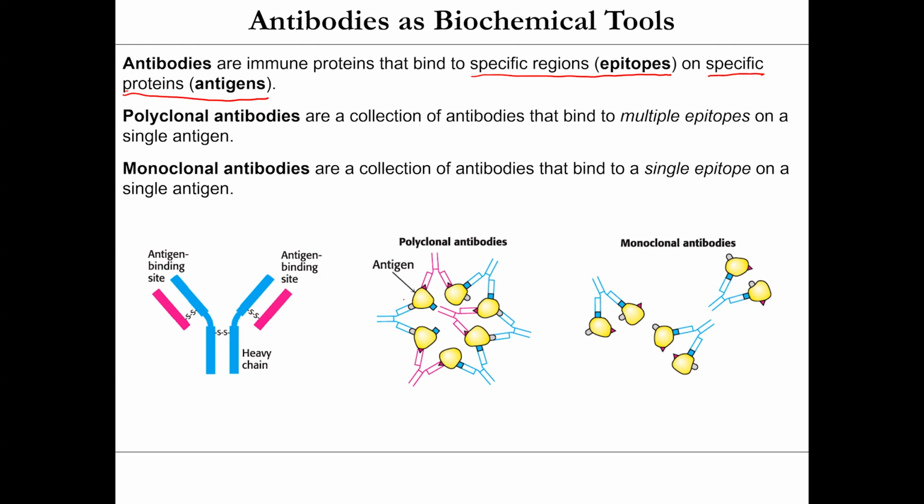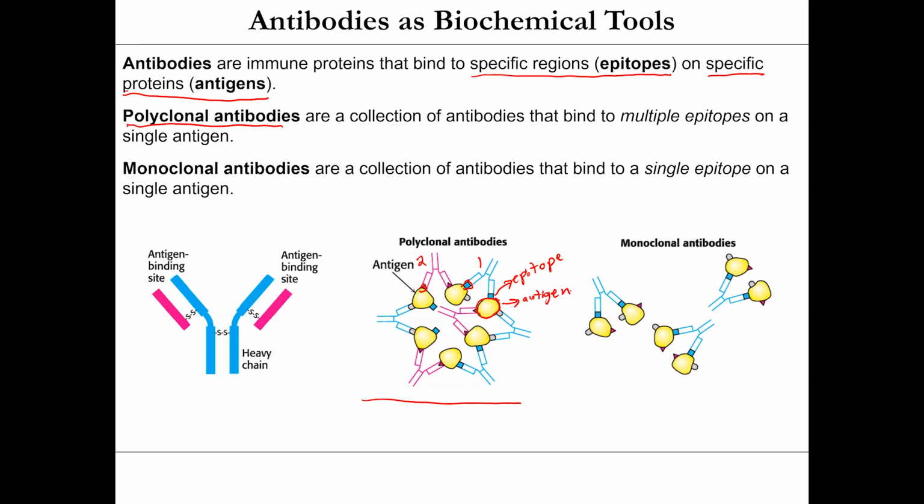There's two different types of antibodies that we would use in the lab. One are called polyclonal antibodies. These are a collection of different antibodies that bind to multiple epitopes on a single antigen. Let's say there was a protein that you're interested in. Well, these antibodies aren't going to bind to the whole protein. They're going to bind to specific motifs or regions on that protein. And those specific small regions are called epitopes. So if you have polyclonal antibodies, you have a bunch of different antibodies that are going to bind all to the same antigen, but to multiple epitopes on that specific antigen.